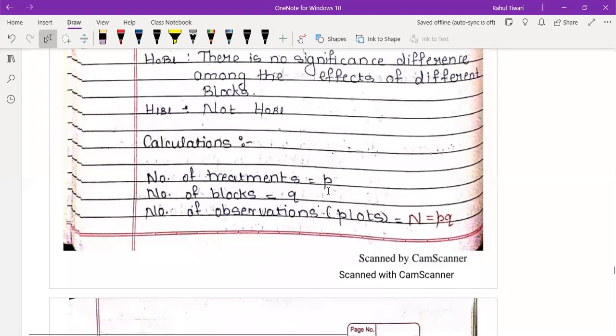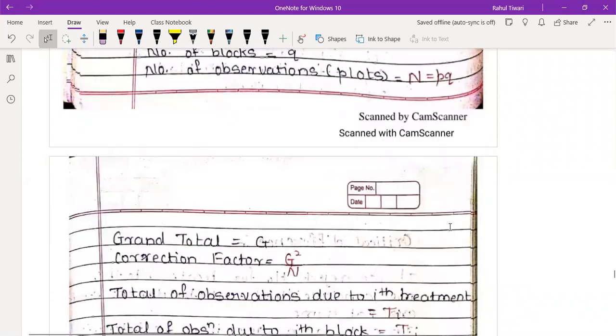And everything, like the derivation which we did in the case of two-way ANOVA, the same derivations we have to do here, assuming that alpha i becomes tau i. So we have p treatments, we have q blocks, so the total number of observations or number of plots is p into q, which is pq. G is the grand total, and the correction factor becomes G squared upon N.